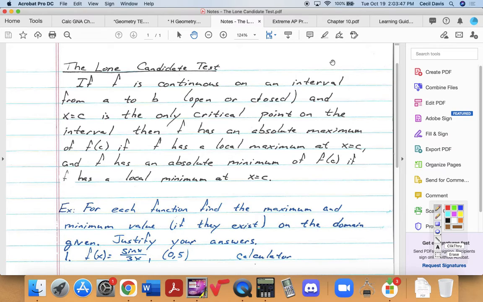All right, so the lone candidate test, we actually talked about this the other day in class. If f is continuous on an interval from a to b, open or closed, and x equals c is the only critical point on the interval, then f has an absolute maximum of f of c if f has a local maximum at x equals c, and f has an absolute minimum of f of c if f has a local minimum at x equals c.